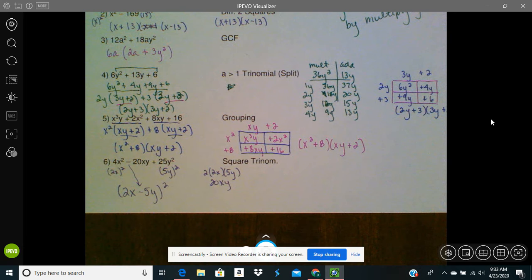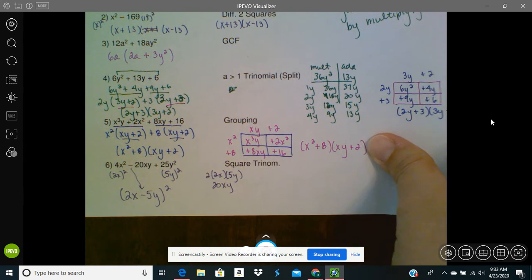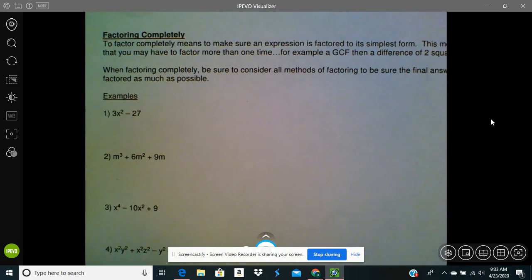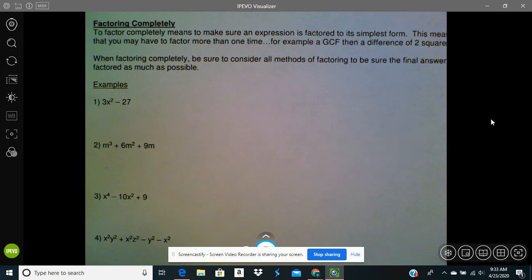Now, could I do split the middle? Absolutely. Do you want to see it? You know what? We'll save that for another day because I'll show you one maybe on the back that'll help. Okay, so let's go through this. That was just the review, guys. Now let's talk about actually factoring completely. To factor completely means to make sure the expression is factored to its simplest form. No greatest common factor anywhere. No product sum anywhere, okay? So we're going to follow the same steps that we did on the first page. You always look for the greatest common factor first, after you've counted the terms.